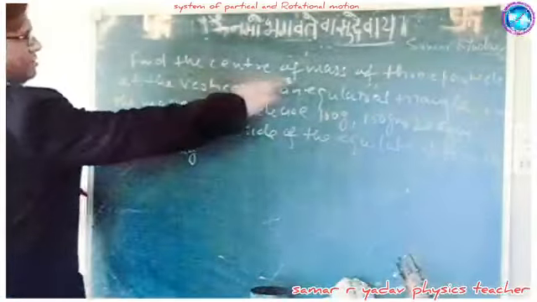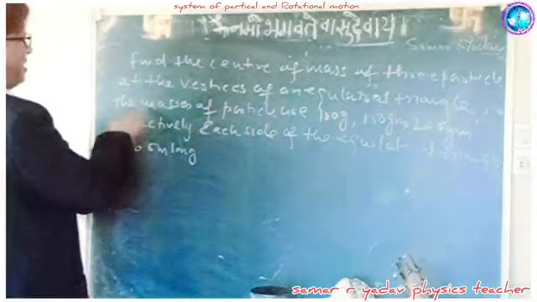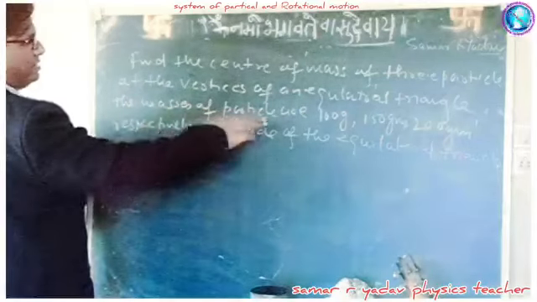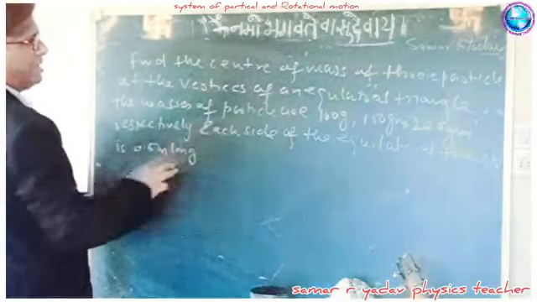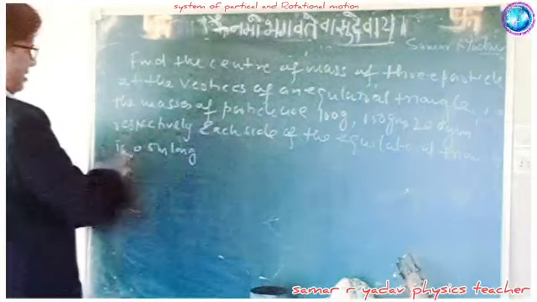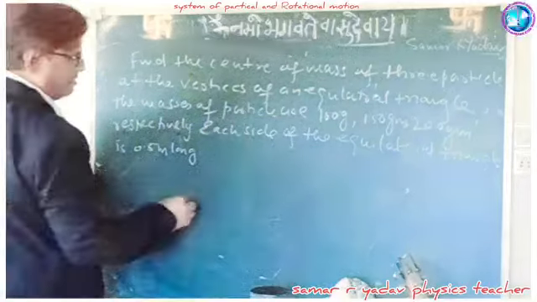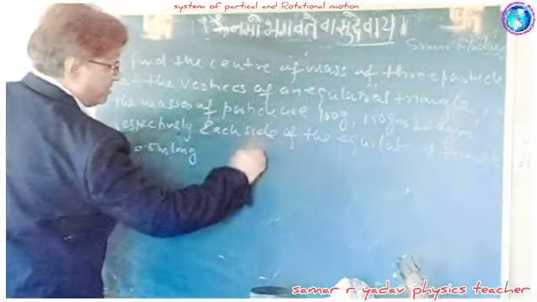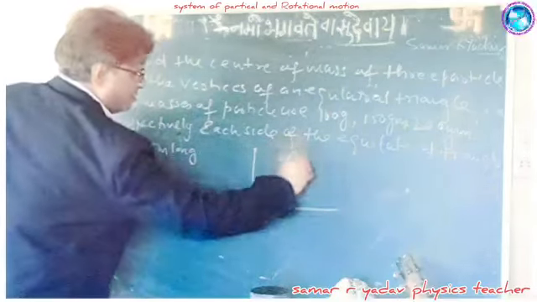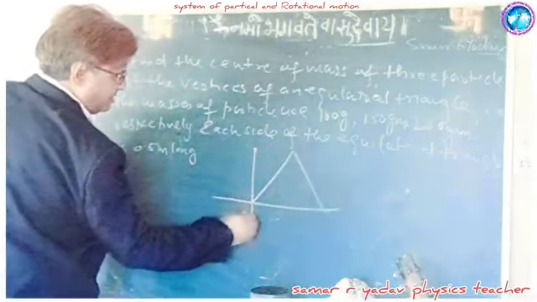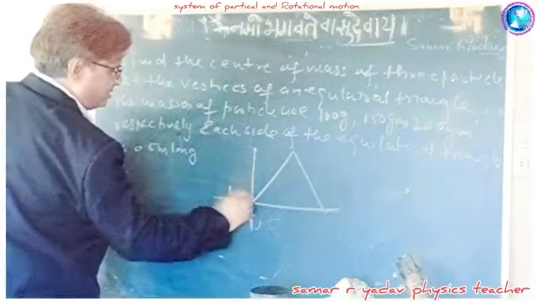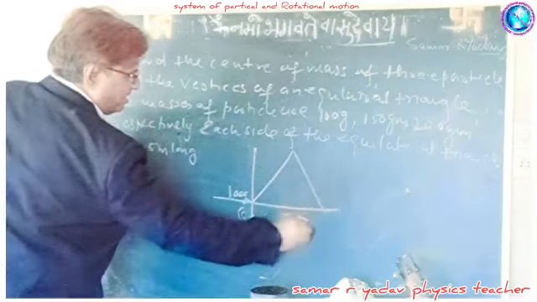Find the center of mass of the three particles at the vertices of an equilateral triangle. The masses of the particles are 100 gram, 150 gram and 200 gram respectively. Each side of the equilateral triangle is 0.5 meter long. Now, for simplicity, we consider this triangle, whose one vertex is at the origin and mass is 100 gram. This whole distance is 0.5 meter.